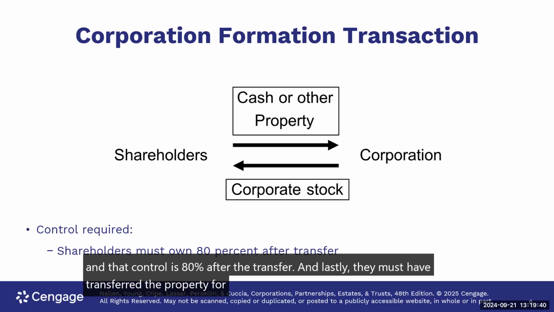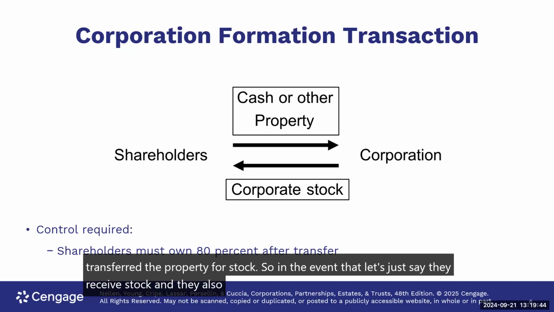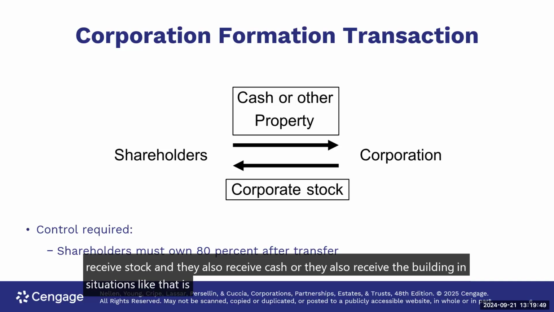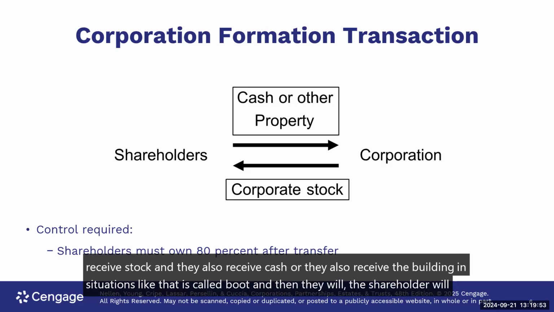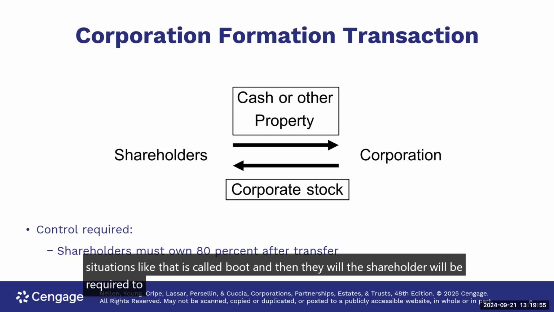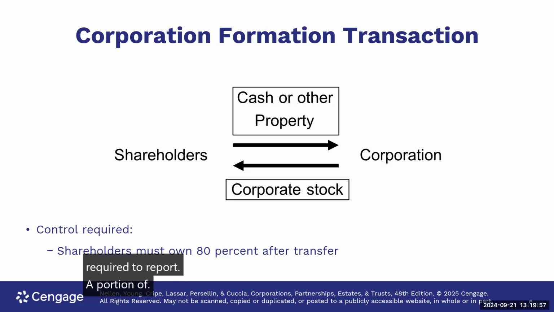So in the event that, let's just say, they receive stock and they also receive cash, or they also receive the building, in situations like that, that is called a boot. And then the shareholder will be required to report a portion of the realized gain or loss. So just keep that in mind.